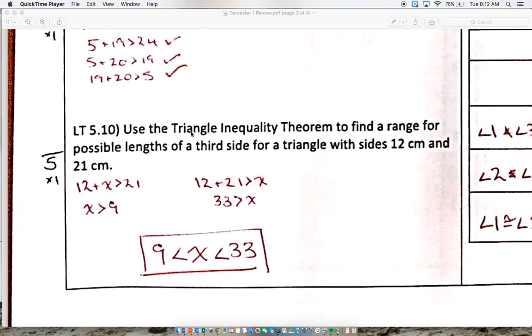The triangle inequality theorem to find a range, well, here you're just going to add, you've got the case where 21 could be the longest one, so add the 12 plus the mystery side. That's got to be greater than 21, so that means x has got to be greater than 9. Do the same thing over here, but with the mystery side being the biggest one, add the two things together, and so that's got to be greater than the mystery side, so x has got to be less than 33. Make sure you put it in appropriate compound inequality, and that's it for the non-proof part of your test.